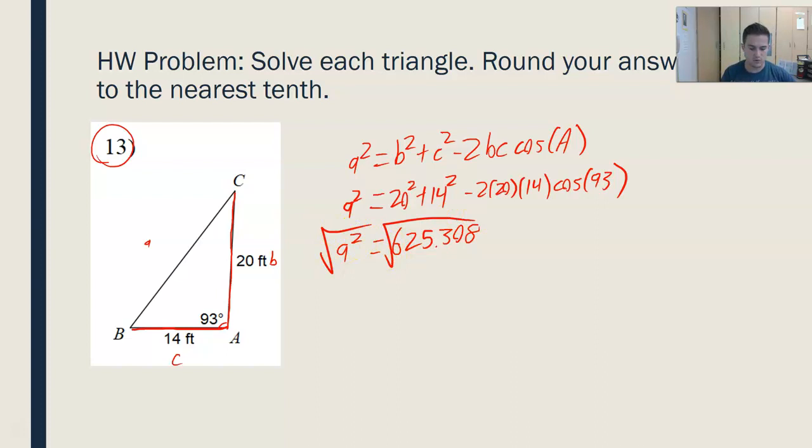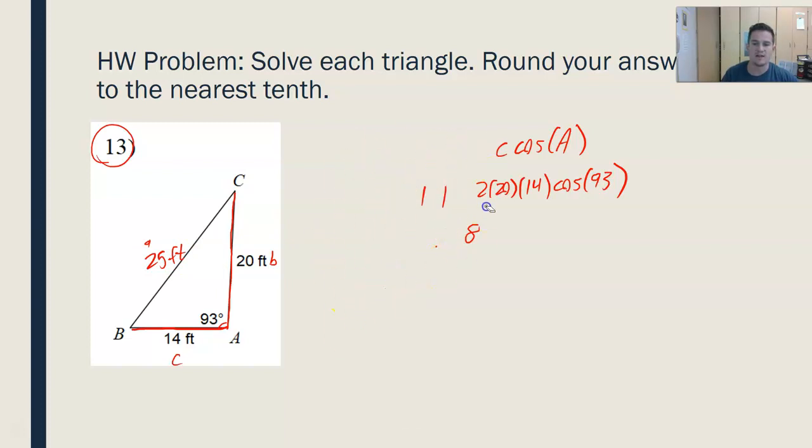The square root of 625.308 is 25. Call it 25. Round to the nearest tenth. So this is 25 feet. Okay, I'm going to erase this work. If you need to go back and look at it, just rewind this video a little bit. So that side length is 25.